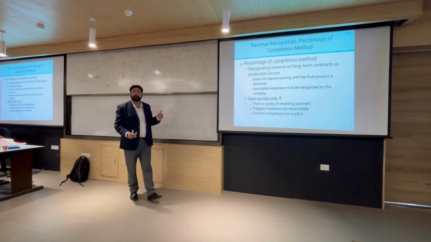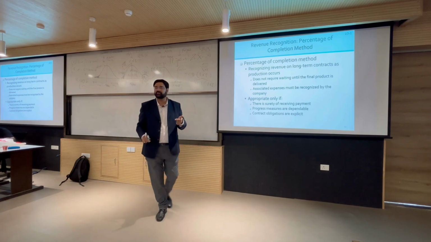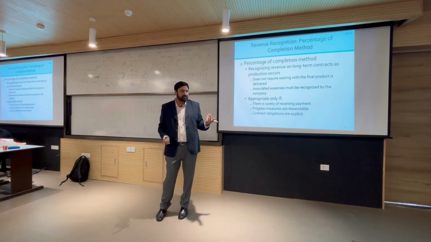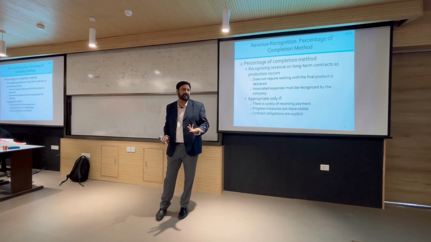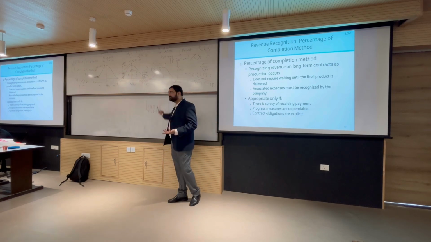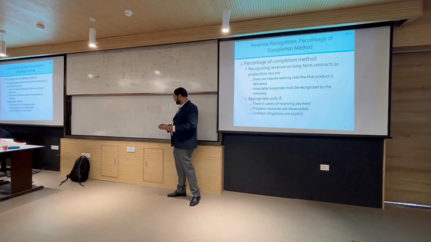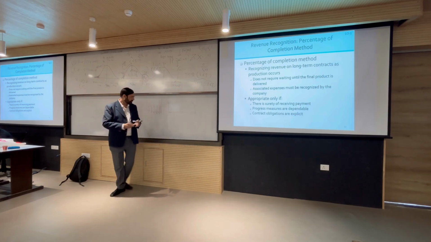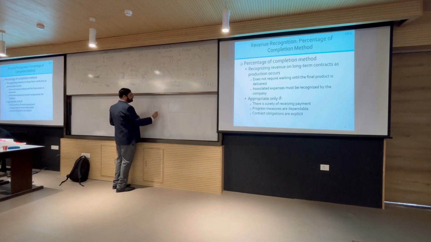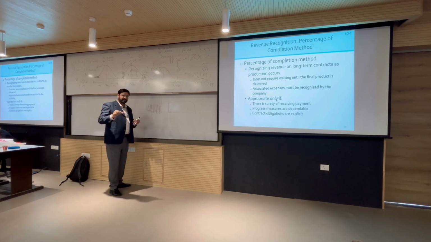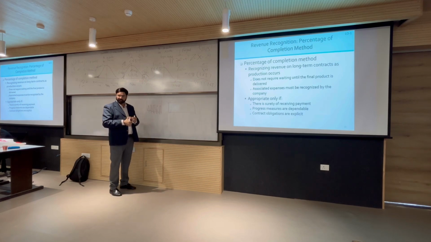This is called the completed contract method of accounting, which we will see, in which cases we apply the completed contract method. But broadly, revenue should be recognized not finally in 1 year, but spread over the years, something like that, you got it. So that there is matching of cost and revenue.